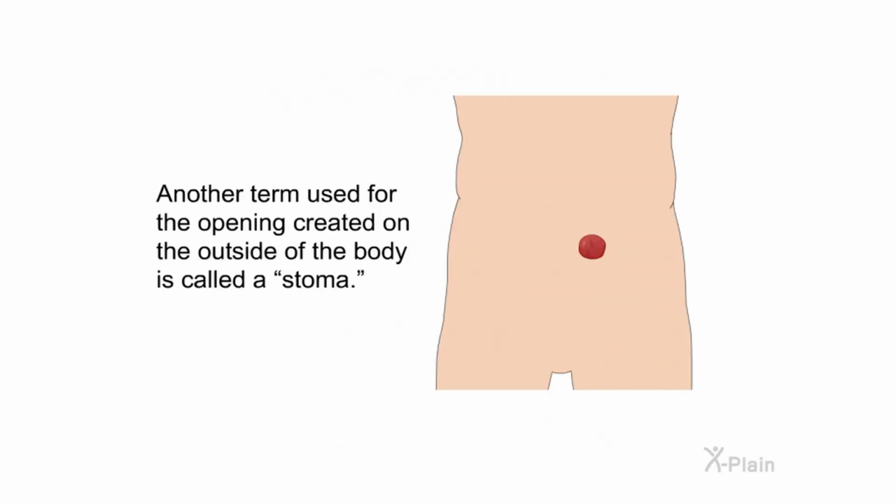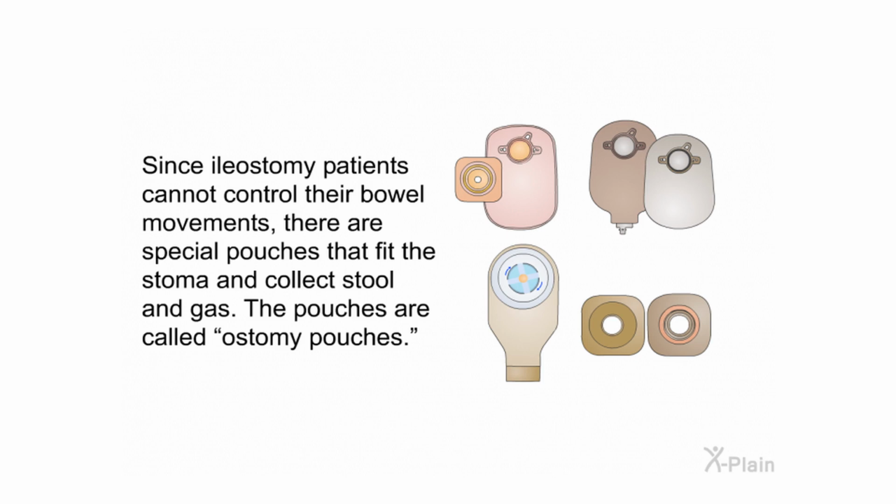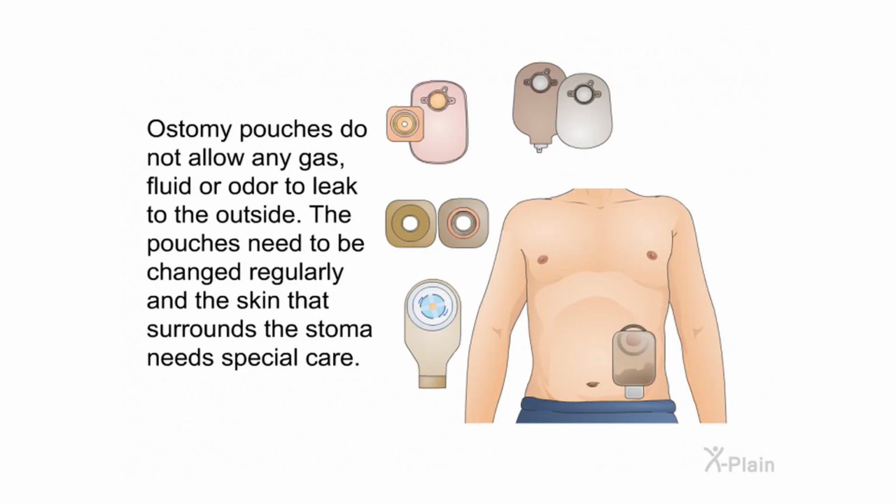Ileostomy. Another term used for the opening created on the outside of the body is called a stoma. Since ileostomy patients cannot control their bowel movements, there are special pouches that fit the stoma and collect stool and gas. The pouches are called ostomy pouches. Ostomy pouches do not allow any gas, fluid, or odor to leak to the outside. The pouches need to be changed regularly, and the skin that surrounds the stoma needs special care.